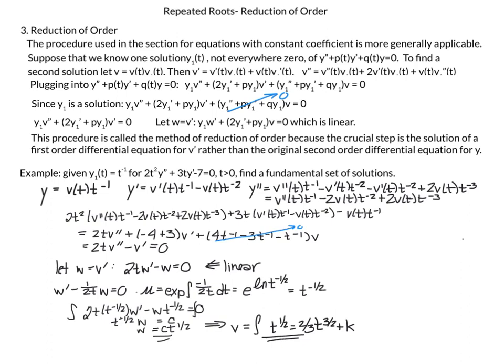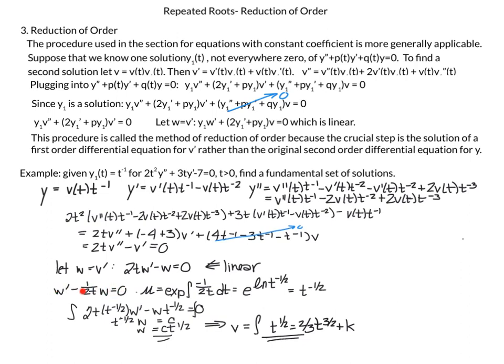Okay, so we divide the whole equation by 2t so that we can get the form where the w prime doesn't have a coefficient. Well, it has 1 as a coefficient. And then over here, if we divide by 2t, the coefficient in front of w is minus 1 over 2t. So w prime minus 1 over 2t times w equals 0.